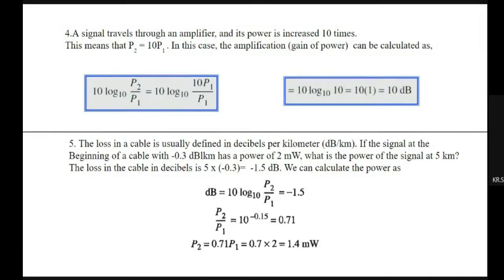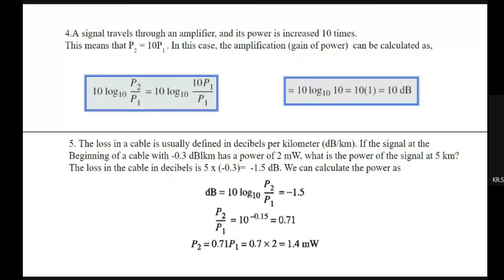So the beginning value we can identify, that is minus 0.3, and the loss in the cable is calculated as 5 into minus 0.3, because we can calculate the loss of signal, right? So the loss in the cable is 5 into minus 0.3. So what is the value of that? Minus 1.5 decibel. Now we can calculate the power of signal.